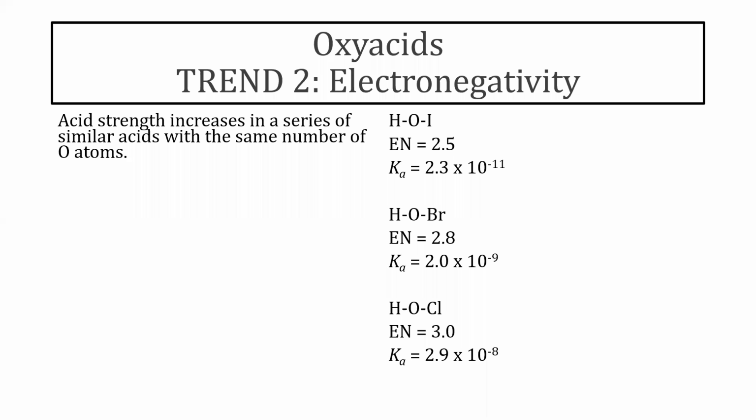Second, acid strength increases in a series of similar acids with the same number of O atoms, because the more electronegative the element Y in HYOn, where n is 1 to 4, the weaker the OH bond is, and thus the more acidic the oxy acid is. In this example shown here between HOI, HOBr, and HOCl, HOCl is the most acidic in this series because Cl is the most electronegative and draws the electron density towards it, and in effect weakens the OH bond, making it more acidic.